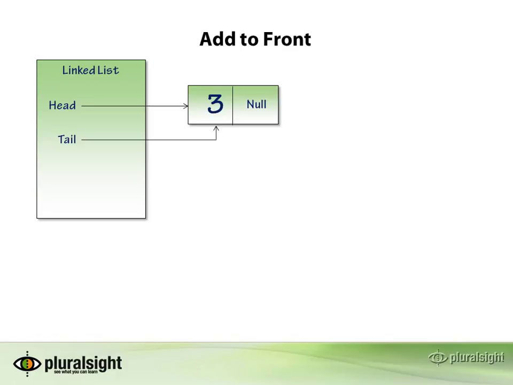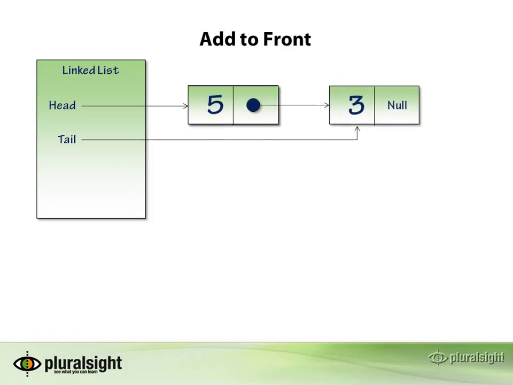Adding a second node is basically the same operation. We allocate a new node and point the head node to it, pointing its next pointer to the node that was previously the head node. Since we're adding a node to the start of the list, we don't need to update the tail pointer. It already points to the last node. Let's look at the code for this method.